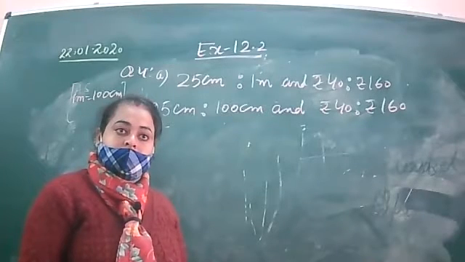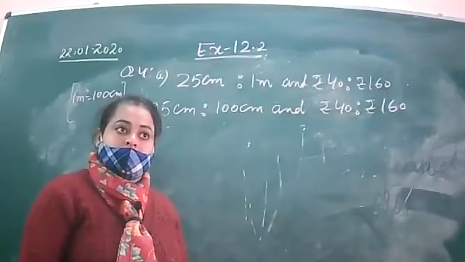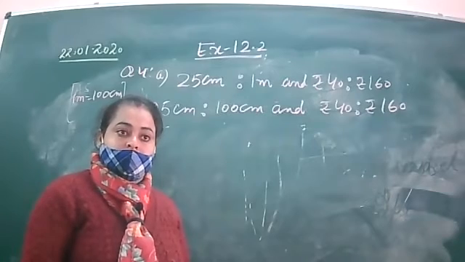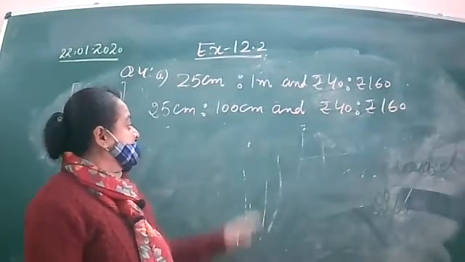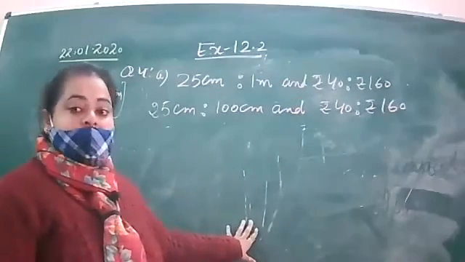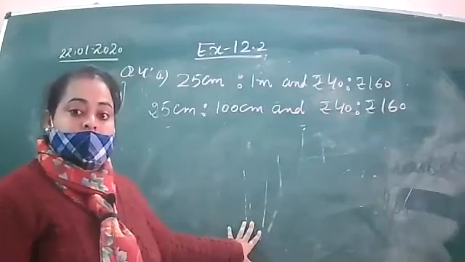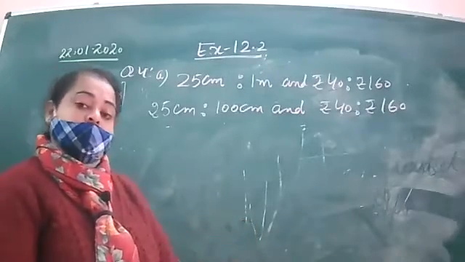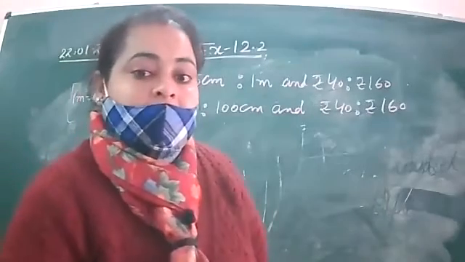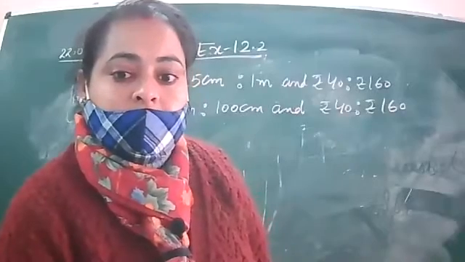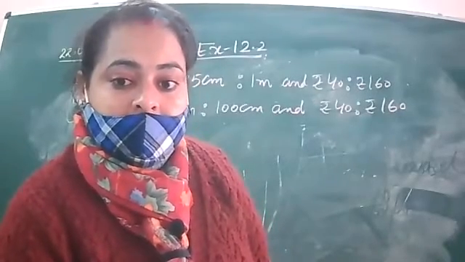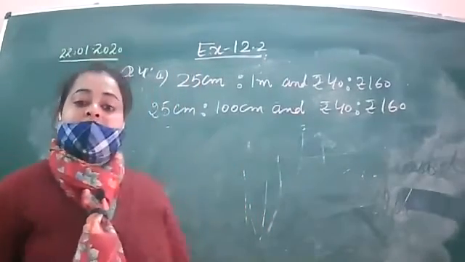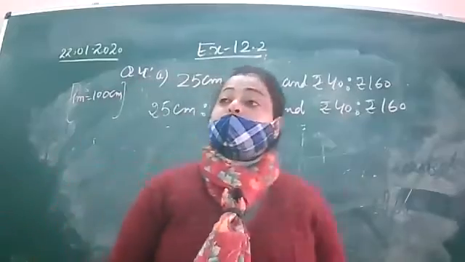First of all, we write 25 divided by 100, 25 centimeter divided by 100 centimeter. Yes. Then we cut 25. Then we cut centimeters. Very good. Well done. Bhavya, your reply is also correct.